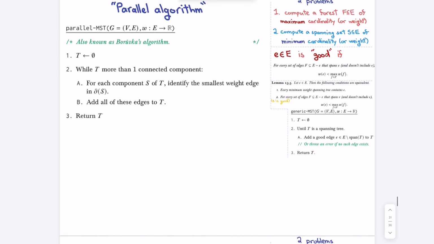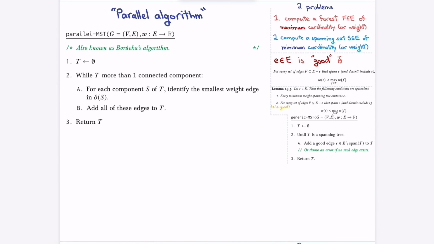Okay, the parallel algorithm. First of all, I described the parallel algorithm in phases, where in each phase, all the connected components at the moment choose their best edge. How many phases will we have? Log n, because each one will halve the number of vertices or connected components left. And in each phase, I just need to go through all the components and find the minimum weight edge, right?